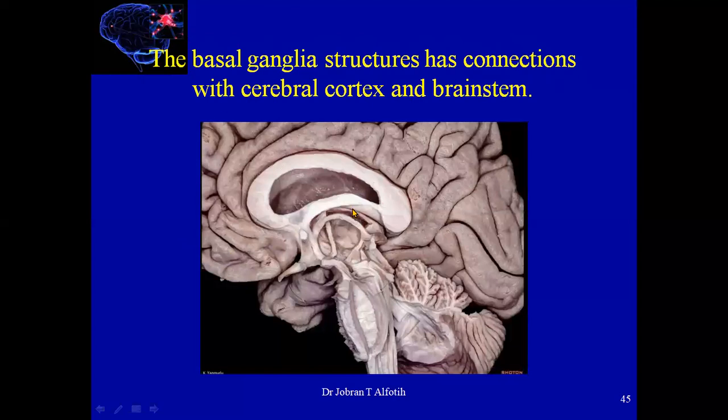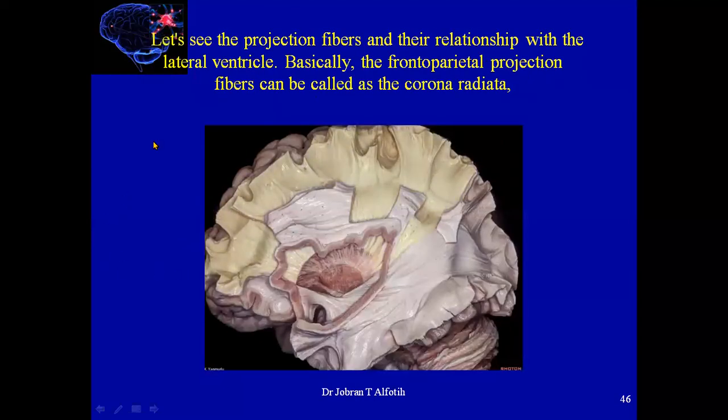The basal ganglia is like a central core of the brain, and it has connections with the cerebral cortex and also the brainstem. As we see, there are fibers going to the cortex, and at the same time fibers coming from the cortex to the brainstem and to the spinal cord. The projection fibers, as we see here, have a relationship to the lateral ventricle.